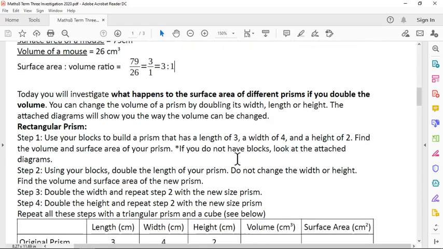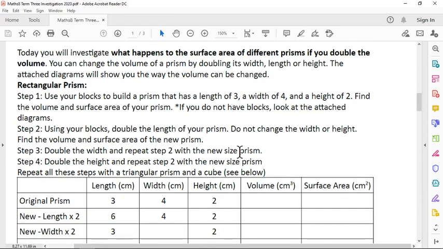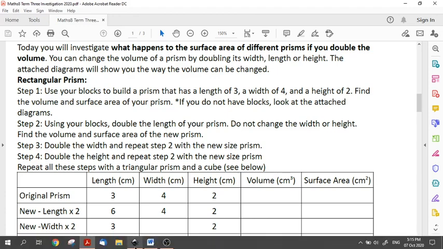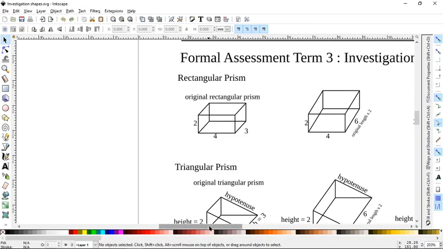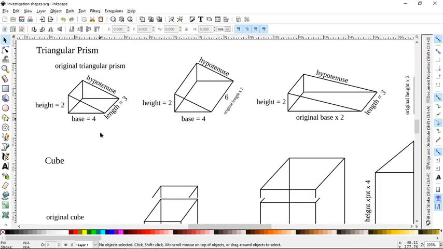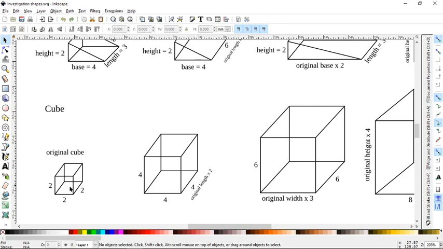So, what is your actual maths task now that we finished talking about the elephants? It says, today you'll investigate what happens to the surface area of different prisms if you double the volume. Now, do we even know what a prism is? If you don't know what a prism is, turn to the back page of your task and you will see some prisms on the back page of your task. Look here, I've got them on my computer screen here. Over here, can you see, is a rectangular prism. So this is a rectangular prism, this one's a triangular prism, and we all know what a cube looks like.